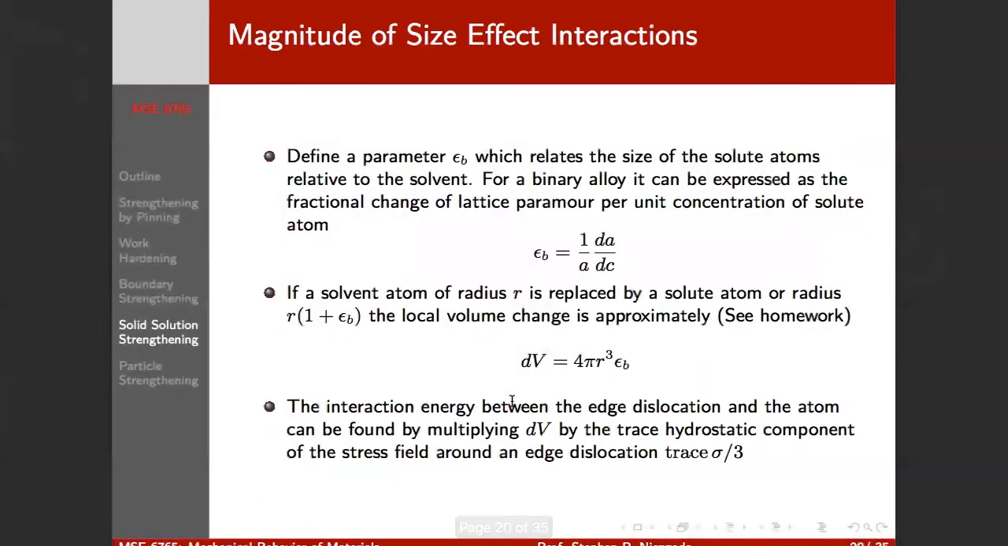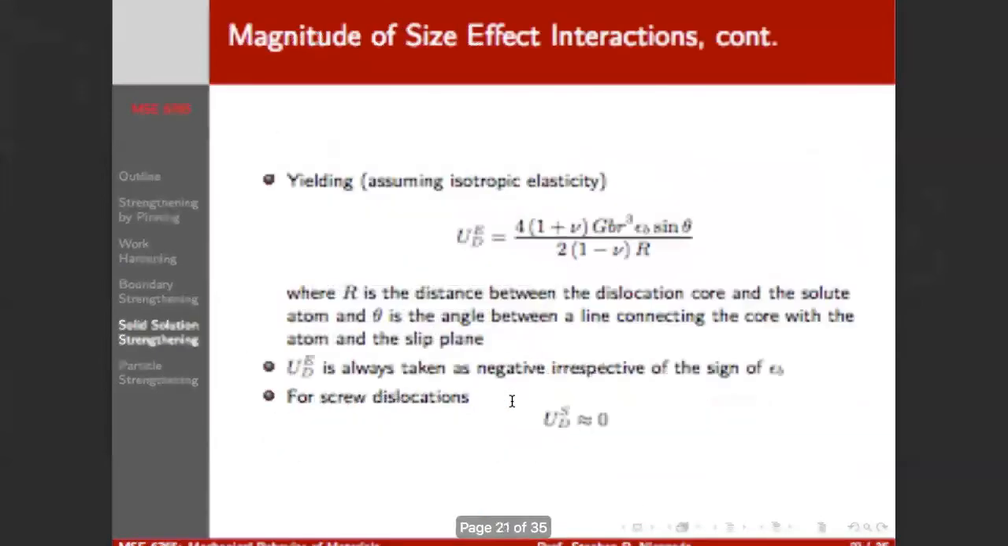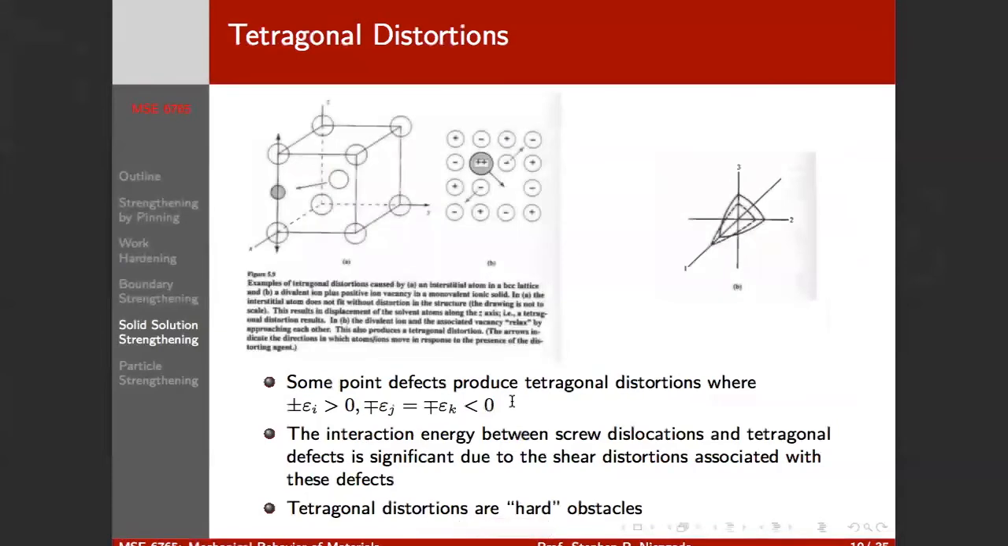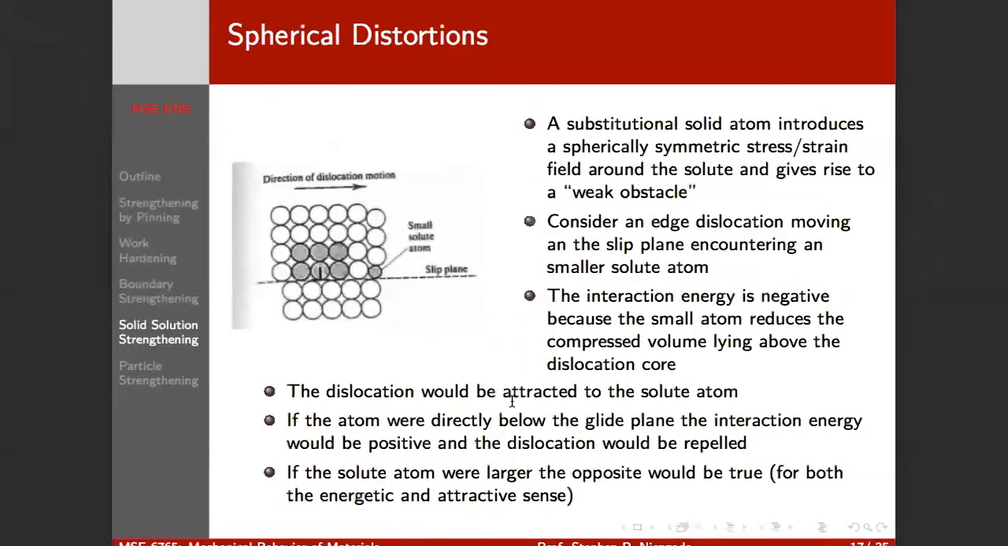So that's a little out of order. I mentioned before, we'll call these spherical distortions because essentially the effect of this substitution gives us a stress field around it that's a sphere.